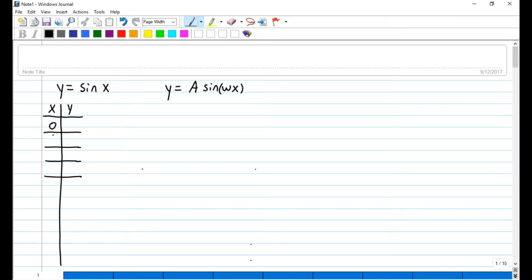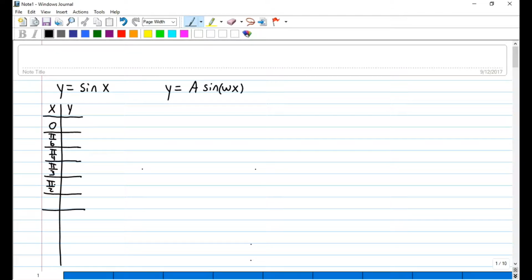So what's the next angle measure that's common? It would be 30 degrees or pi over 6. All right, and then 45 degrees or pi over 4. And then 60 degrees or pi over 3. All right, and then what's the next angle measure? What's the quadrantal angle after 60 degrees? We have 90 degrees, which is pi over 2. All right, and I'm going to keep going until I get to pi, and then I'll stop.